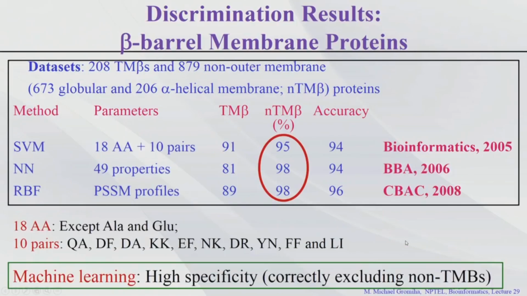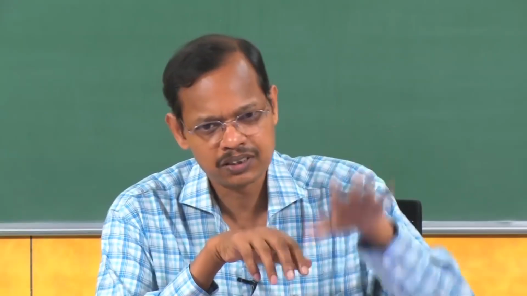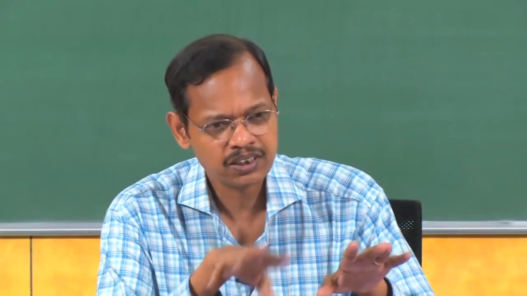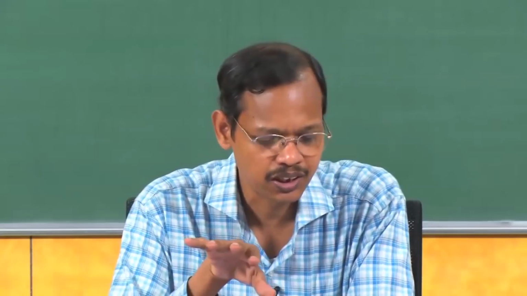On the other hand, if you use machine learning techniques on the same data set, here it is biased towards the negatives, right. So here 18 means the 8 amino acids excluding these 2, 10 pairs which are given in these pairs. So we do this. Here the statistical methods are less, and here you can see the specificity is high, right, excluding the non-TBS. So from this you can see that whether you use machine learning or the statistical methods, the statistical methods predict the positives correctly, and the machine learning excludes the negatives correctly.